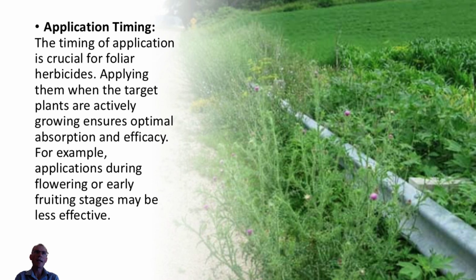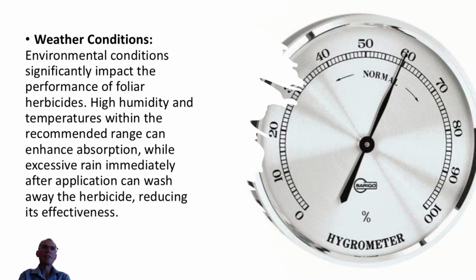Application timing. The timing of application is crucial for foliar herbicides. Applying them when the target plants are actively growing ensures optimal absorption and efficacy. For example, applications during flowering or early fruiting stages may be less effective. Weather conditions. Environmental conditions significantly impact the performance of foliar herbicides. High humidity and temperatures within the recommended range can enhance absorption, while excessive rain immediately after application can wash away the herbicide, reducing its effectiveness.